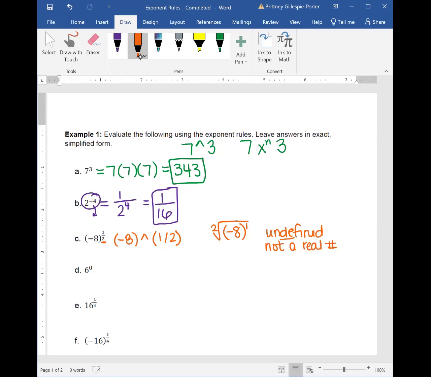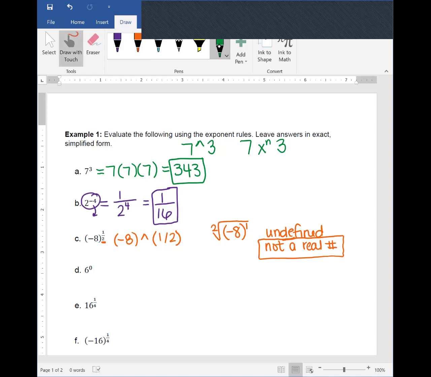That undefined will show up in your calculator, but you need to know it's not a real number because the square root of negative 8 is not going to get us a real number. We can't multiply anything by itself to get a negative 8. When we have 6 to the 0, remember anything to the 0 power is 1.